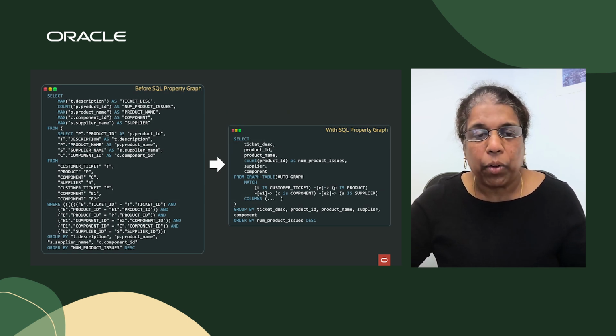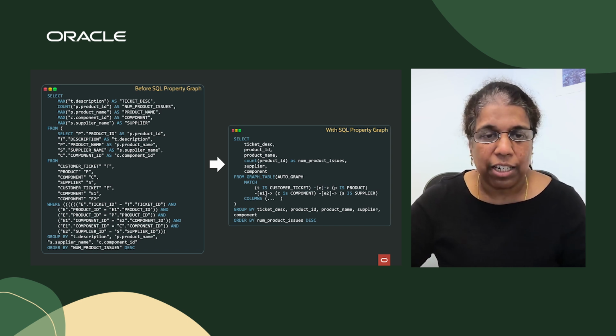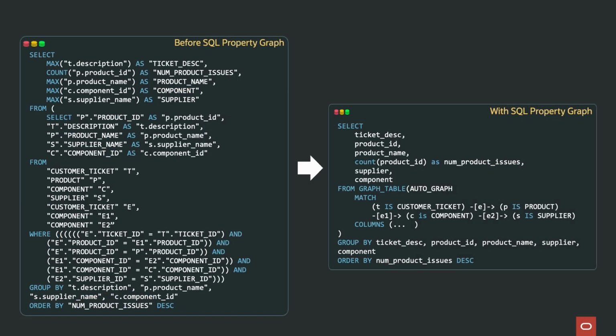So let's see what would happen if we didn't have this new syntax in Oracle Database 23 AI. Let's say you wanted to answer the question, which are the suppliers that this customer ticket eventually refers to? A customer is filing a ticket against a product. The product has many components. The components are supplied by suppliers. So if we want to see whether a particular supplier is just shipping inferior products, you want to connect the customer tickets to the suppliers.